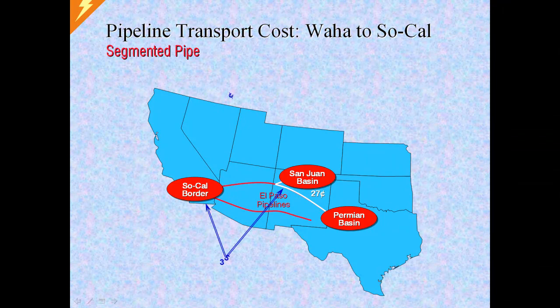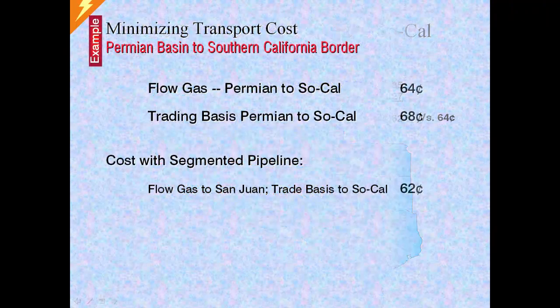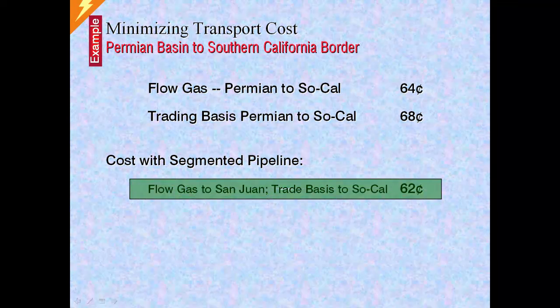Adding that 35 cents to the 27-cent cost of the first segment gives us a total cost of transport, West Texas to California, of 62 cents. 2 cents better than the 64 cents cost of flowing gas over the full route. So now we can compare costs among our alternatives. Flowing gas on the pipeline over the whole route, trading the basis over the whole route, and segmenting the pipe. And clearly the most cost-efficient alternative at 62 cents is to segment the pipe by flowing gas Texas to San Juan and then trading the basis to move it to California.